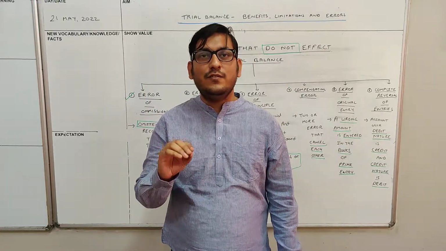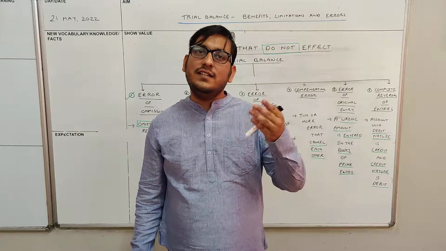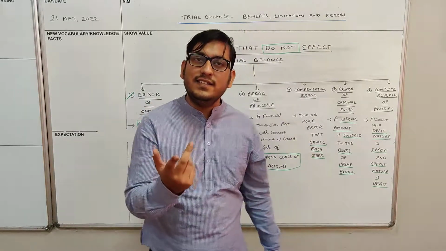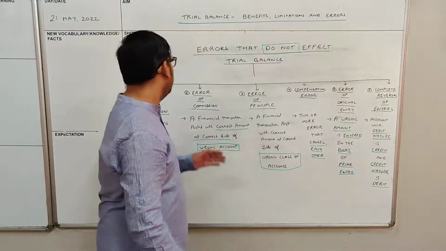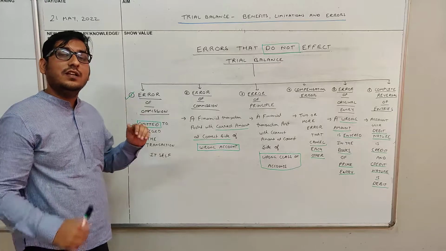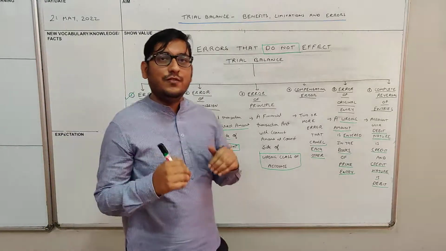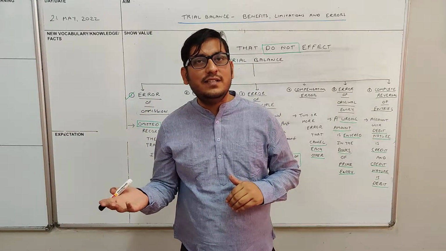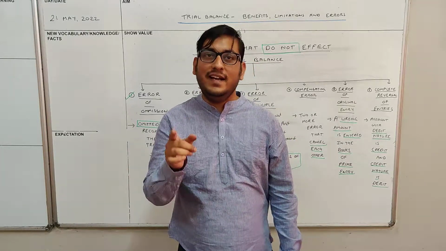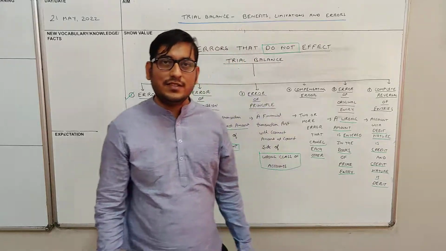It means if I fully forget the transaction, neither account is debited nor account is credited. So automatically there is neither debit nor credit. The trial balance will match. This is called error of omission. We forgot the transaction, so we neither debit nor credit. So the trial balance matches, but the error exists. Do you understand the point?